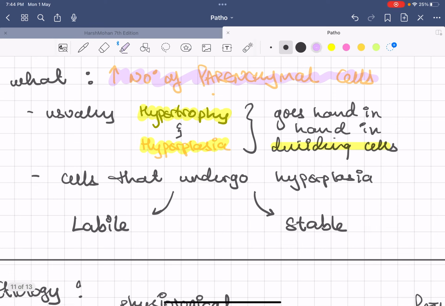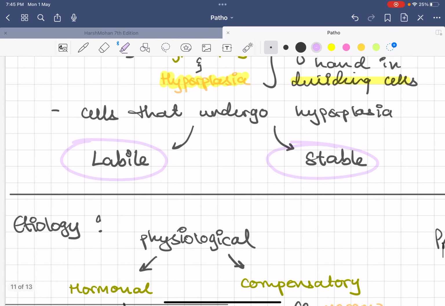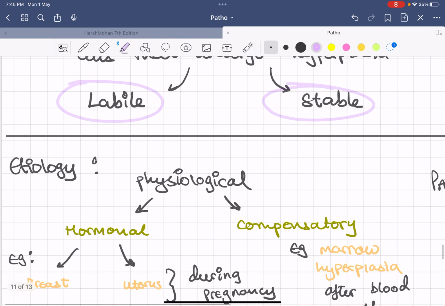What are the different kinds of cells that undergo hyperplasia? These are labile cells and stable cells. Examples of labile cells are epithelial cells of skin, epithelial cells of mucous membrane, cells of bone marrow, and more. And the stable cells are nothing but parenchymal cells of already developed organs like thyroid gland, adrenal gland, kidneys, pancreas, liver, etc. So now we know what hyperplasia means.